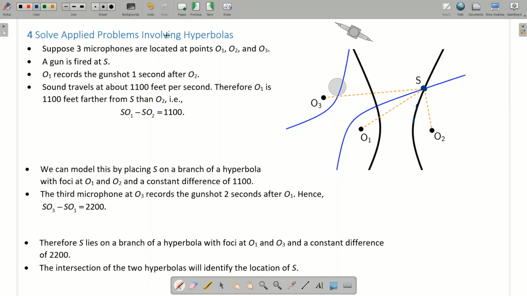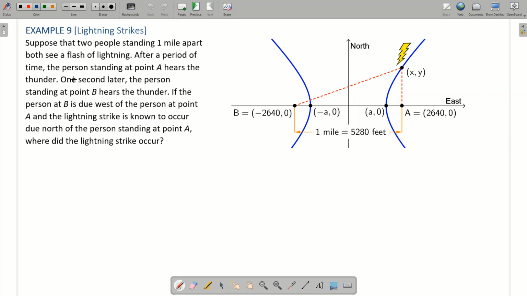And this is essentially how that could work. Okay, let's try an example. It says, suppose that 2 people standing 1 mile apart both see a flash of lightning. After a period of time, the person standing at point A, over here, hears the thunder, and then 1 second later, the person standing at point B, this person, hears the thunder. If the person at point B is due west of the person at point A, and the lightning strike is known to occur due north of the person standing at A, where did the lightning strike occur?